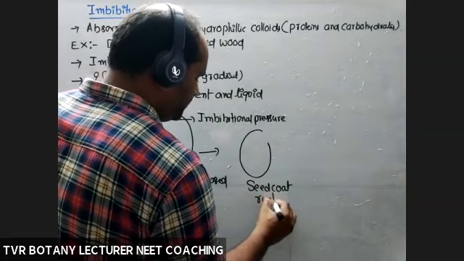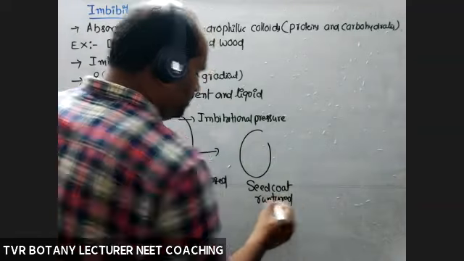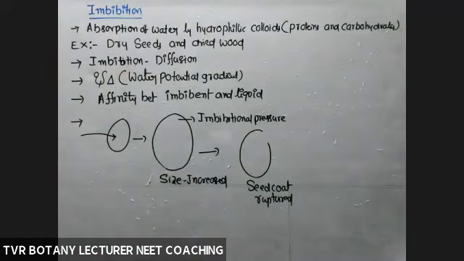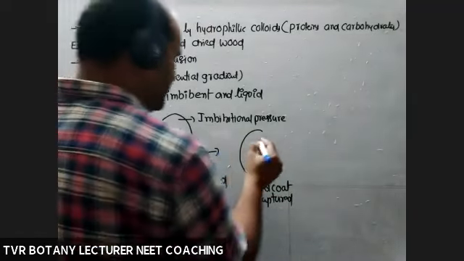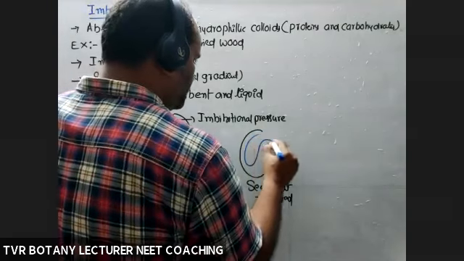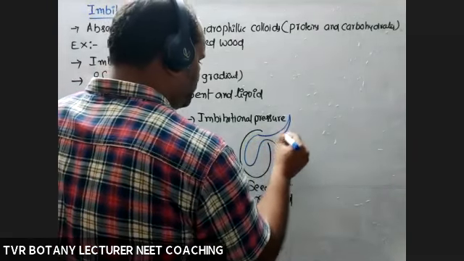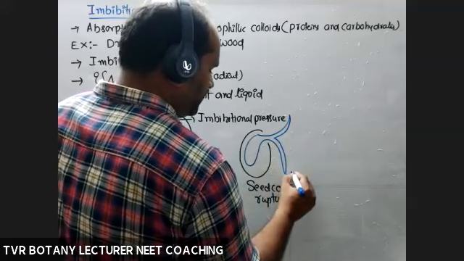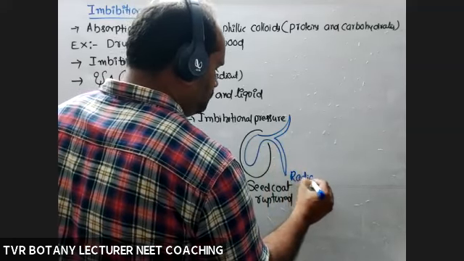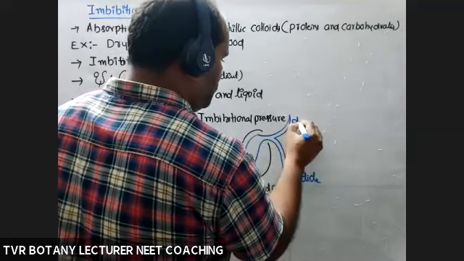Seed coat ruptured, or dehiscence of seed coat, and it leads to what? Emergence of a seedling. So this is a radical part, and this one is a plumule part.